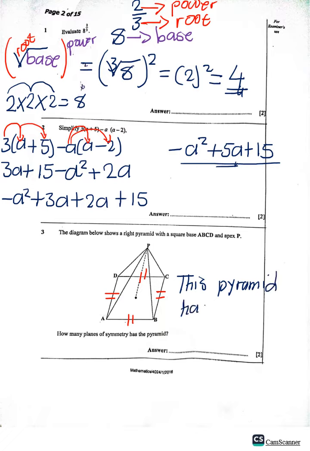So our answer, we can say this pyramid has 4 planes of symmetry. Okay, so this is how we can answer a question like this one. Now let's move on to question 4.